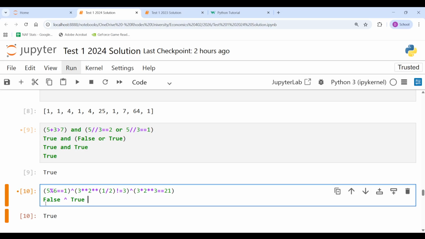Right? So then I have 3 times 2 to the power of 3. What's that? That's 8, no, 16. It's 20, so it's false.